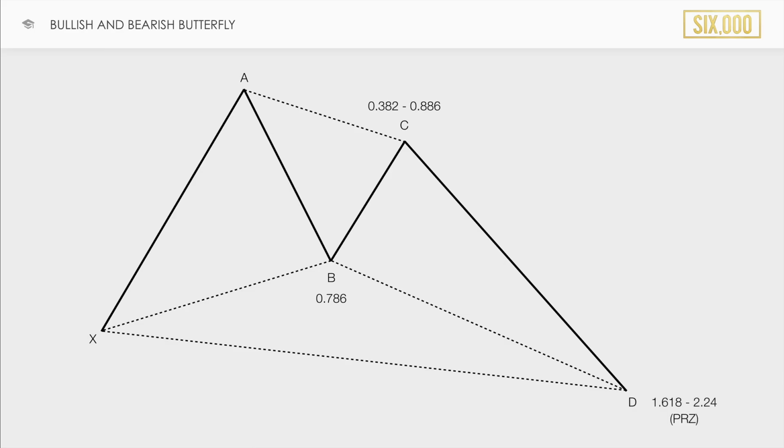The BC projection to get this measurement at D, we're looking at a minimum of 1.618 and a maximum of 2.24. We don't want to go too far beyond that maximum measurement. And the XA projection in this situation, which gives us the X to D measurement, is 1.272.